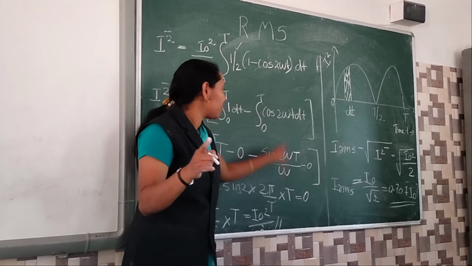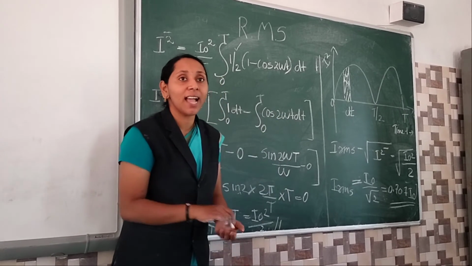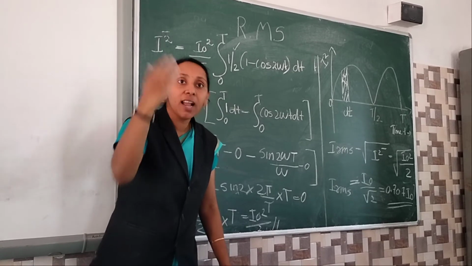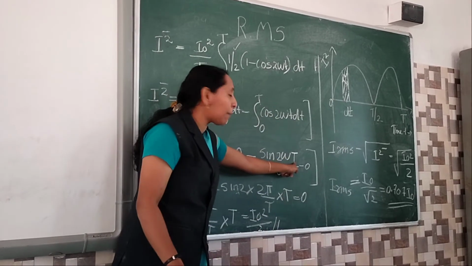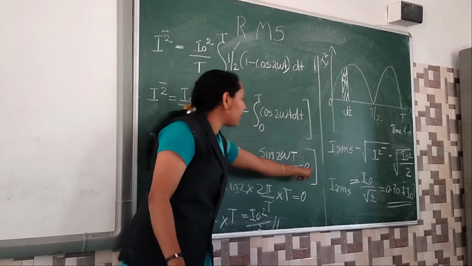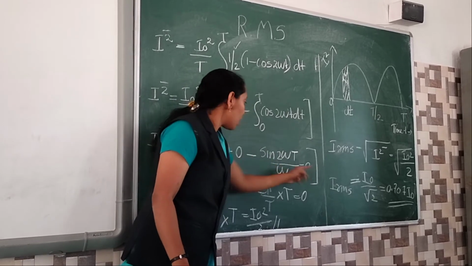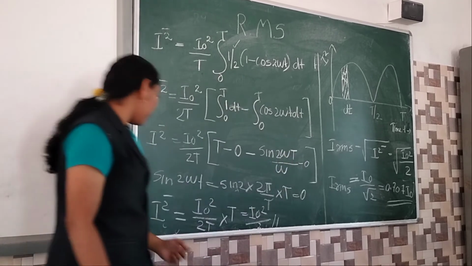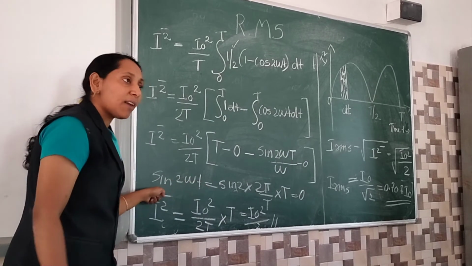क्लियर है एवरीवन? cos 2 ओमेगा t का इंटीग्रल क्या है? sin 2 ओमेगा t divided by ओमेगा। लिमिट अप्लाई करो, अपर लिमिट t की जगह कैपिटल T, लोअर लिमिट 0 हो तो पूरा 0 हो जाए। देन आफ्टर दैट, this sin 2 omega t divided by omega में sin 2 omega t है ना, what is the meaning?